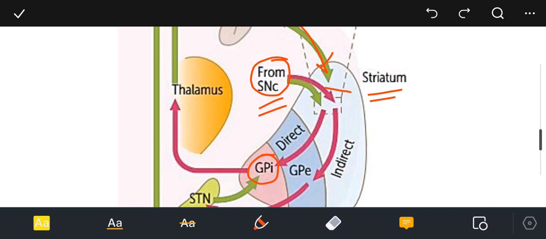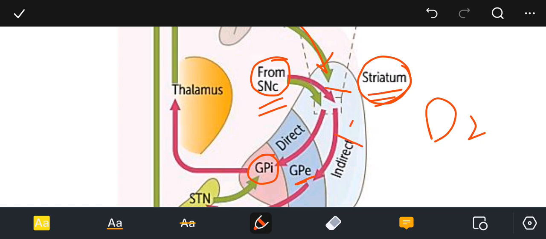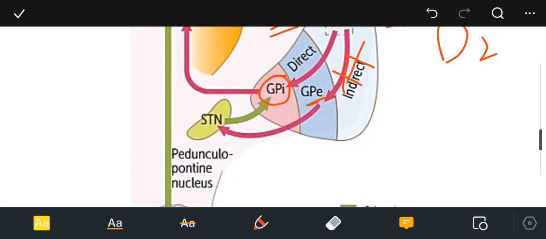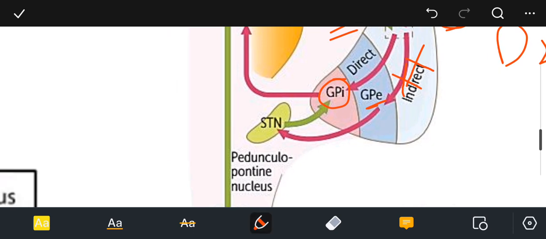So when substantia nigra via D2 receptor is going to inhibit the striatum, striatum will not be able to send inhibitory signals to the globus pallidus externa. So globus pallidus externa is not inhibited because the striatum itself is inhibited by the substantia nigra D2 receptors. So when the globus pallidus externa is not inhibited, it will be able to send inhibitory signals to the subthalamic nucleus, right?